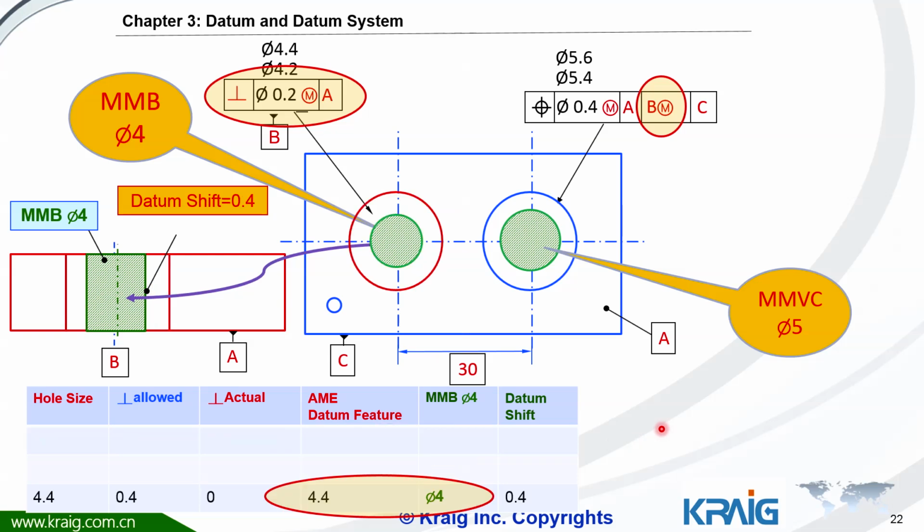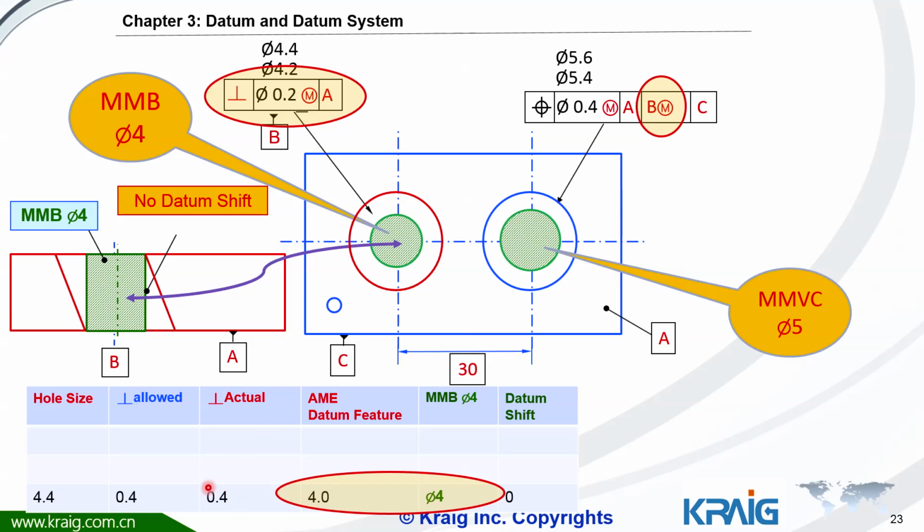Okay, let me give you another example here. If the hole size becomes the biggest one, 4.4, the actual perpendicularity is 0. In that case, we have a maximum datum shift, right? We're going to use 4.4 compared with the M4 bolt. So there's a maximum displacement here. You can move the part. Next question. What about the actual perpendicularity is 0.4? It's still okay because it's allowed 0.4.